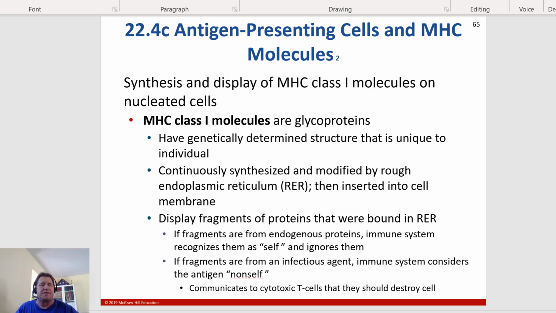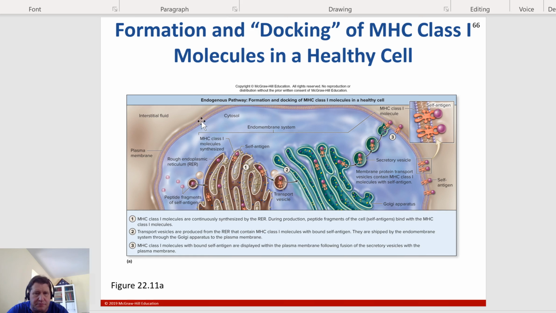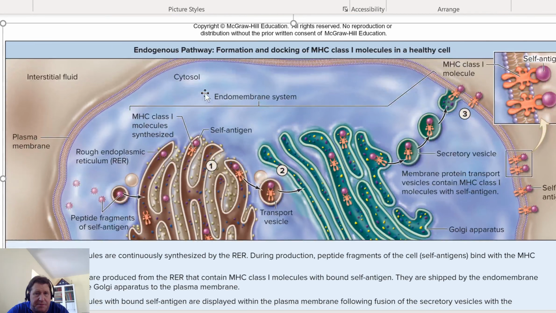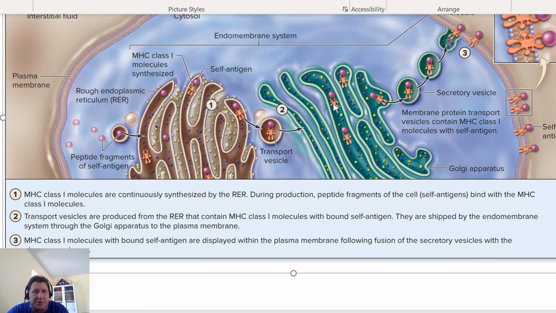which is programmed cell death, and release noxious chemicals to help it die. So here you can see formation and docking of MHC class 1 molecules in a healthy cell. Molecules are continuously synthesized. Transport vesicles go through the rough endoplasmic reticulum, smooth endoplasmic reticulum, Golgi. They get presented on the surface.